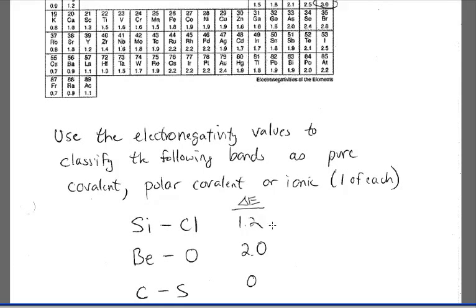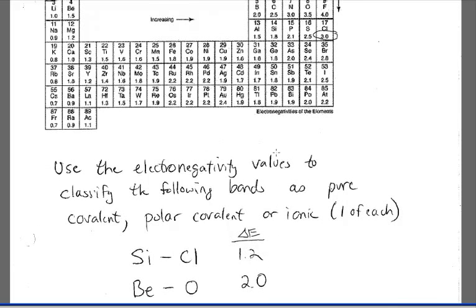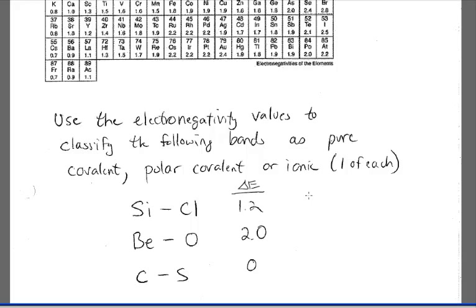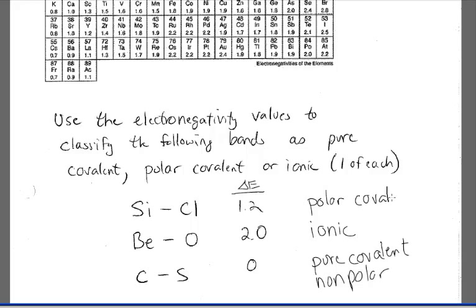And carbon and sulfur is the last one. Carbon is 2.5, sulfur is 2.5, so the difference is 0. So we can classify those bonds. We can say that the beryllium-oxygen one is ionic. We can say that the carbon-sulfur bond is pure covalent or non-polar covalent. And we can say that silicon and chlorine is a polar covalent bond based on the difference in electronegativity.